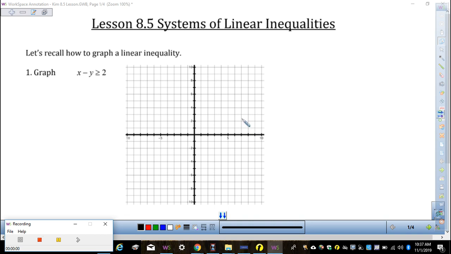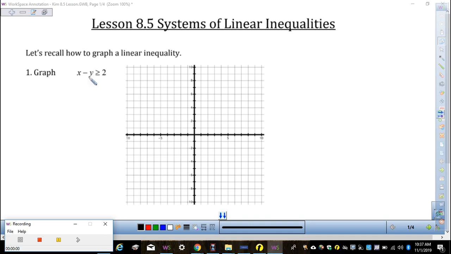All right, everybody should have their lesson 8.5 notes out in front of them. Today we're going to be talking about systems of linear inequalities. So just to start, we're going to start with just a single linear inequality and do a quick review of how to graph this.